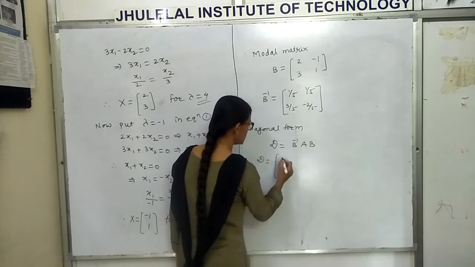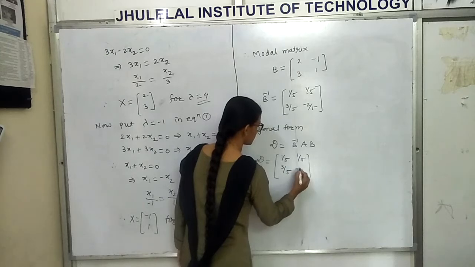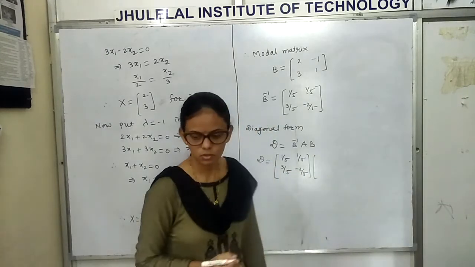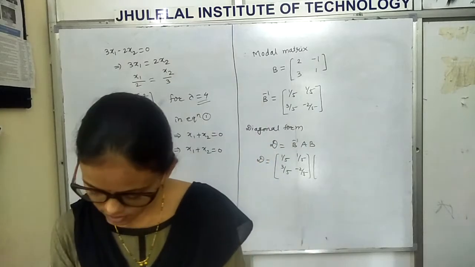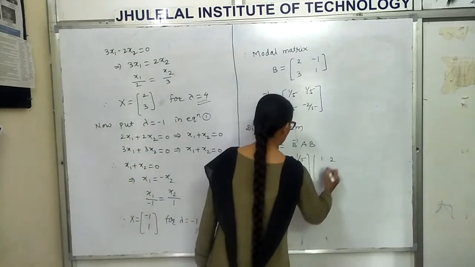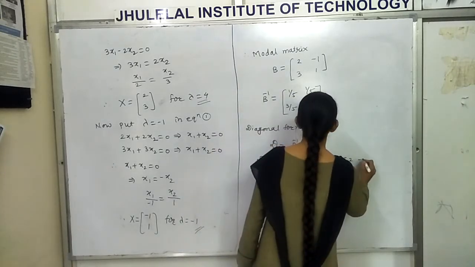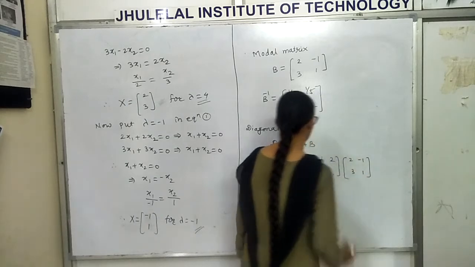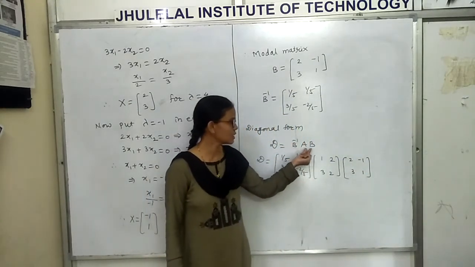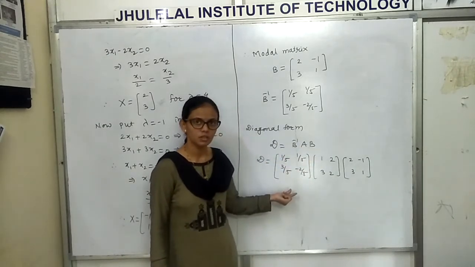So I am writing here B inverse, matrix A we have given. So write down that matrix. Matrix A was 1 2 3 2, and then matrix B 2 minus 1 3 1. To calculate diagonal form means calculate B inverse A into B. Already we have these three matrices here.